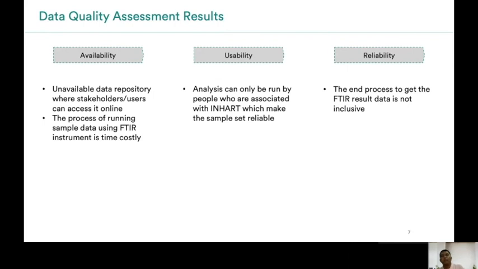Here we have done the data quality assessments, and these are the results. We have set three information quality metrics here: availability, usability, and reliability. The first thing that we saw from our interview with the in-heart team itself is that there is no available data repository that the stakeholders or users can access online. So we see this as something that the in-heart team can improve.